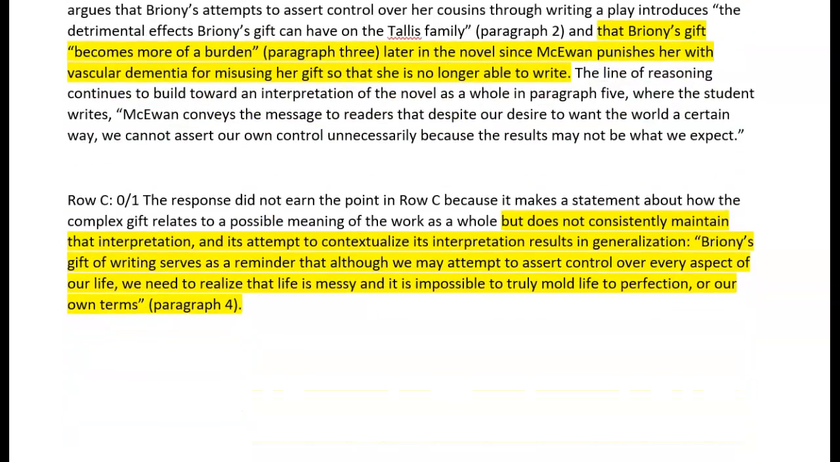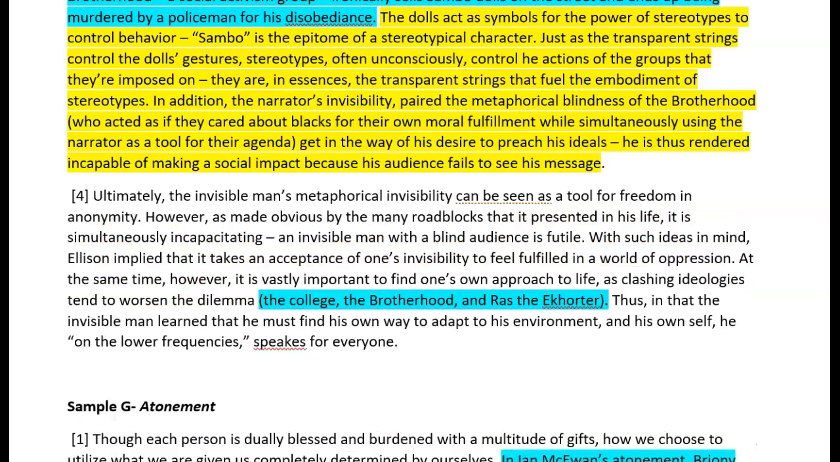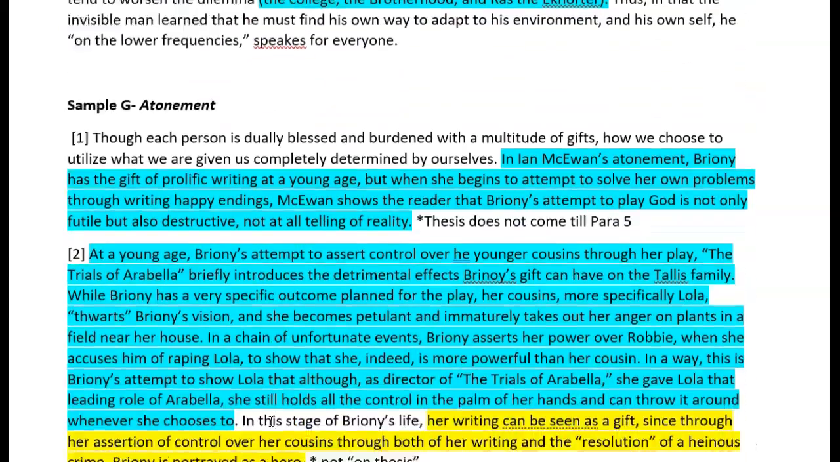And I think if you look at what this author does versus what you're doing, you'll see compared to the first one what the balance should be. What it says here is, if you look at C down here, we need to realize that life is messy and it's impossible to truly mold life to perfection on our own terms. So what you would expect to see is these abstractions developed in the essay, that life is messy, and to show why it's impossible to mold life to perfection. But if you go look at the essays themselves, what you're going to see is they don't really do that.